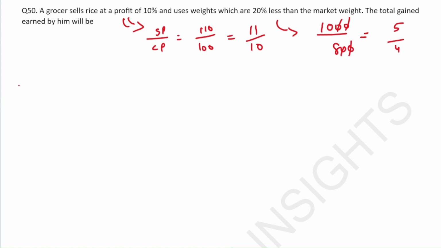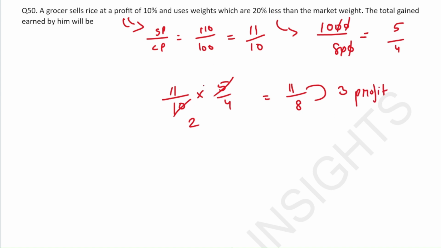5 by 4. So that means 11 by 10 into 5 by 4. 5 2s are 10. So this will be 11 by 8. So he's getting profit by how many units? So 11 minus 8 is how much? 3, right? So he is getting profit by 3 parts. So we have to find the profit percentage. That means profit percentage will be 3 divided by 8 into 100. If you solve this, you will get 37.5%.